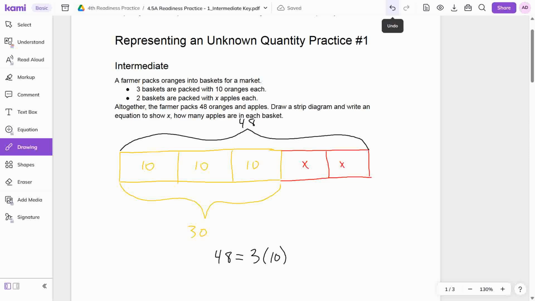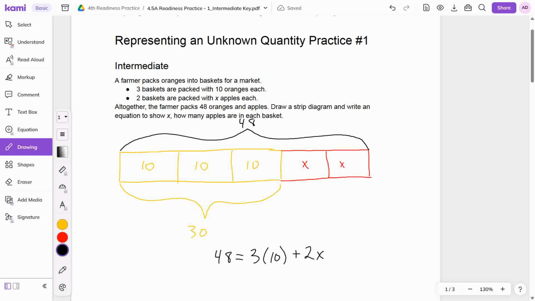So if I were to take my 3 times 10 and then add that with my 2 x's, 2 times x, right, that's going to get me my 48. So that's an equation that I could use as well. And we're not even actually solving, but we could go ahead and solve if we want to. It doesn't ask us how many apples there are. We just need to draw a strip diagram and write an equation, which we did.